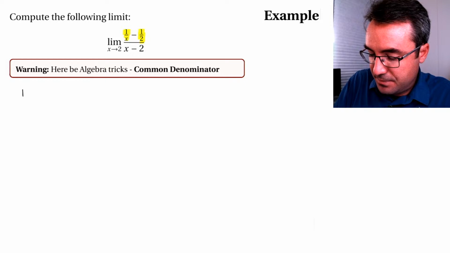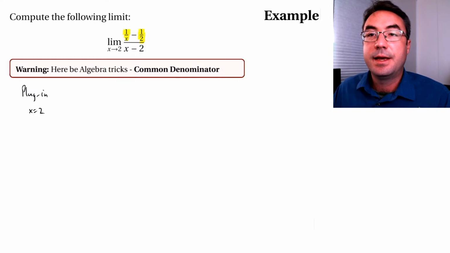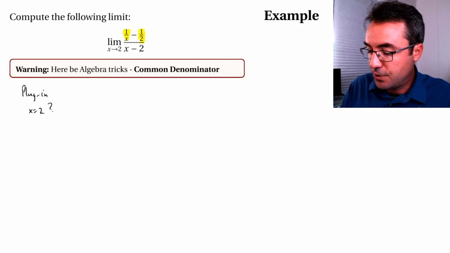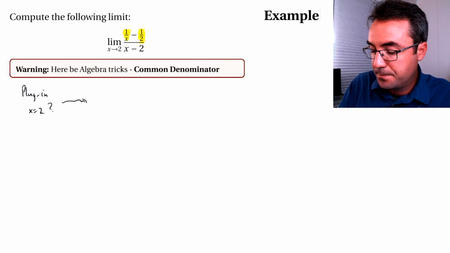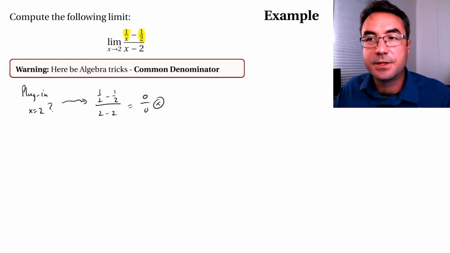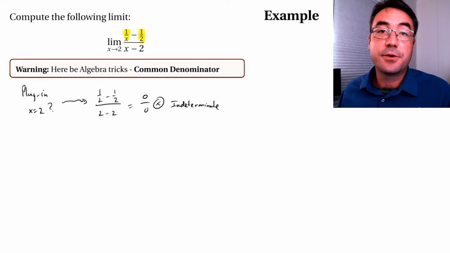But let's start with our usual: can we plug in x equals 2 here? Try it out, see what happens. If we get a number, then good, we're done. If we don't get a number, if we get 0 over 0, then it doesn't work. But let's try x equals 2. What happens when we plug it in? We get 1/2 minus 1/2 over 2 minus 2, 0 over 0, no good. So indeterminate again, doesn't work. So we're going to try this other technique.